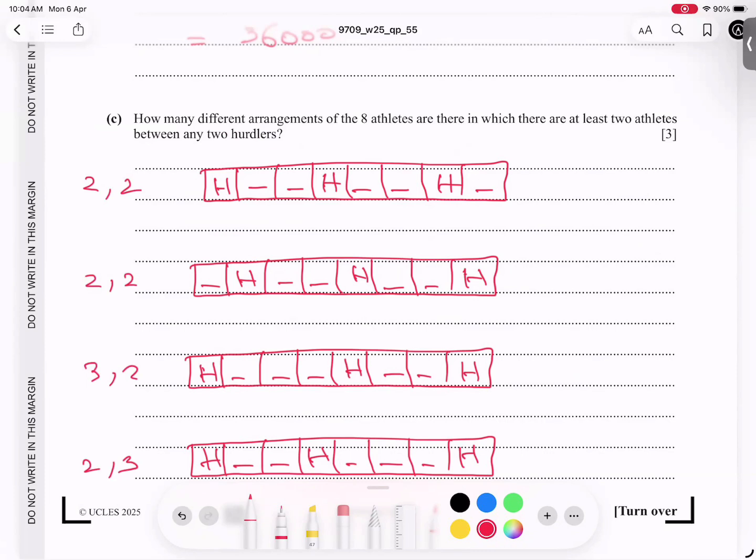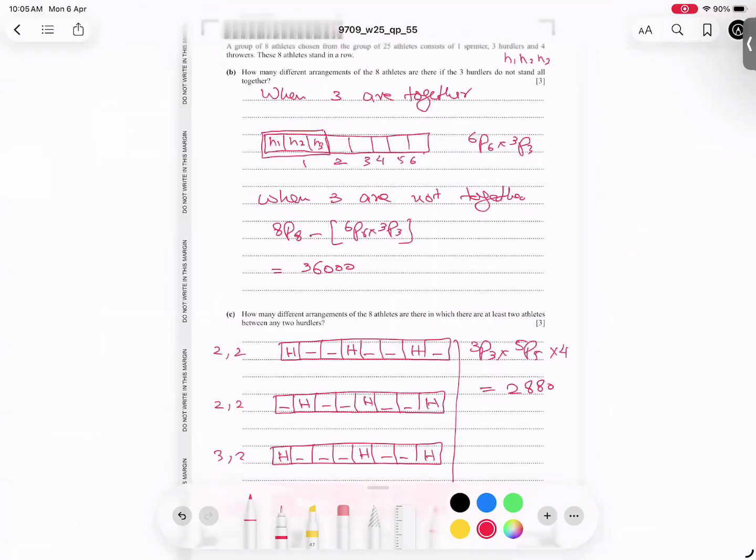Now how can we arrange these? The 3 people can be arranged in 3P3, and the other 5 can shuffle, so 5P5. I think the idea is very clear. Again 3P3 and 5P5, and the same answer is coming 4 times, so I'm just going to multiply by 4. The answer is 3P3 into 5P5 into 4, so for all 4 options the answer turns out to be 2880. I think the idea is very clear.